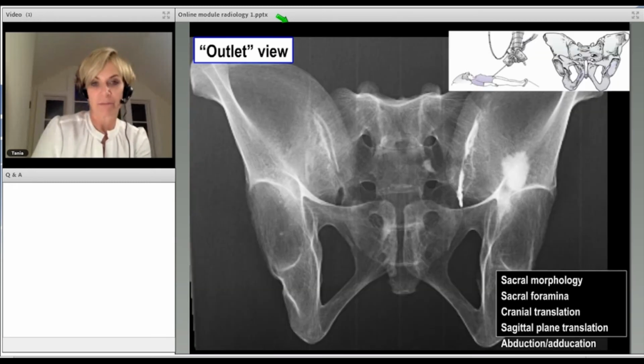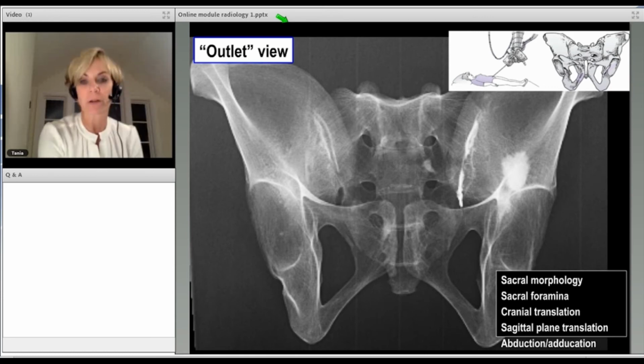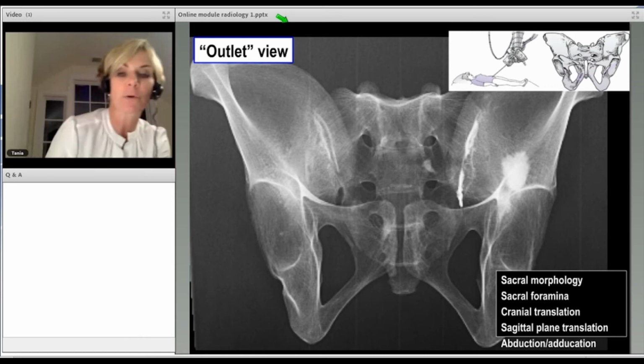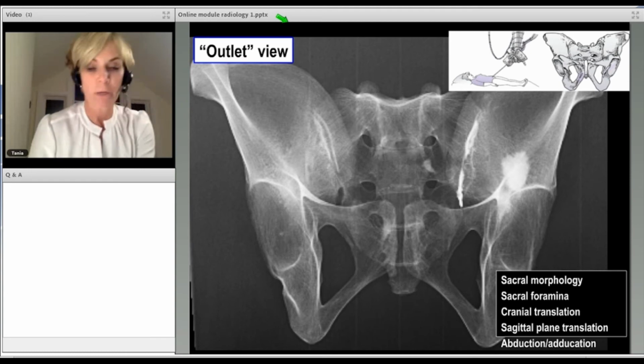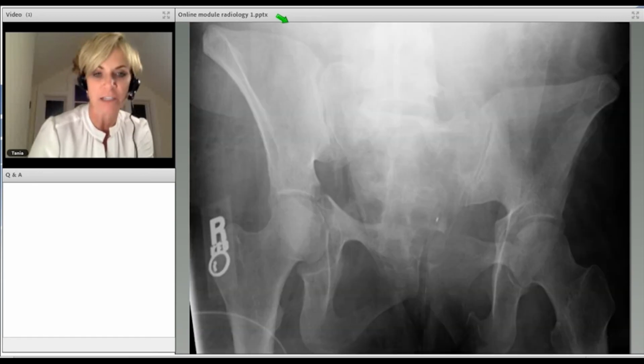Finally, in the outlet view, the third view, the radiological beam is oriented towards the patient's head. This is a great x-ray to evaluate better the sacral morphology, the sacral foramina, and this is where we look for cranial translation, reinforce our consideration of sagittal plane rotations, and also look for abduction and adduction.